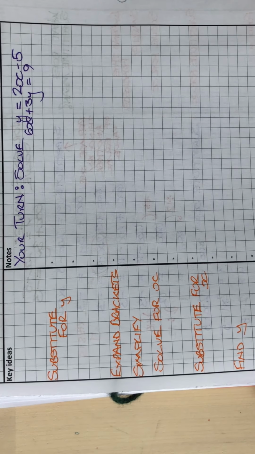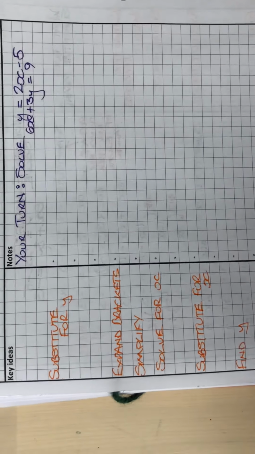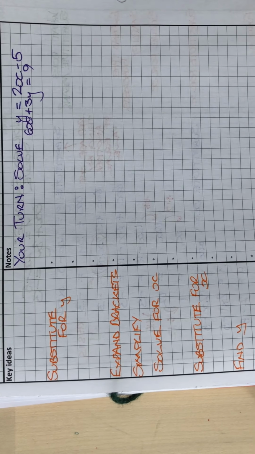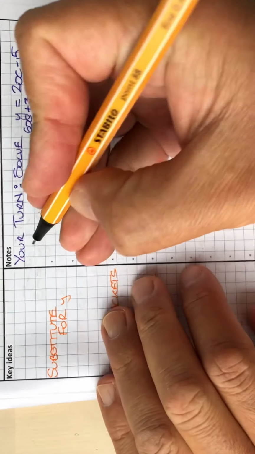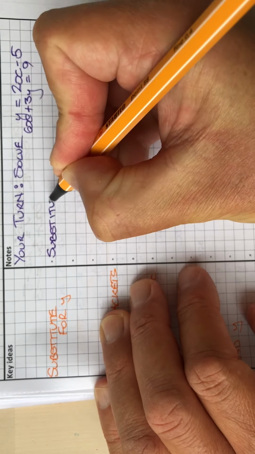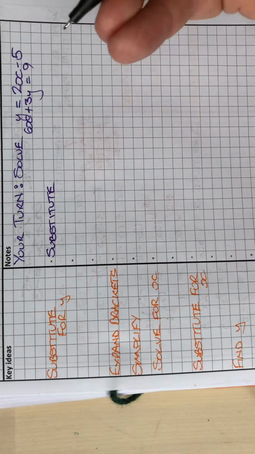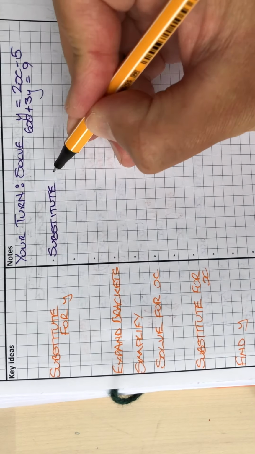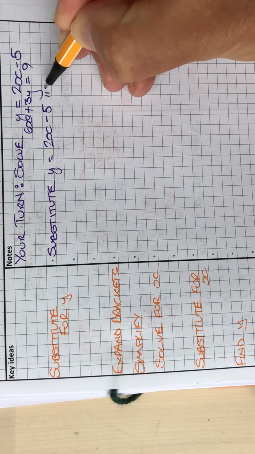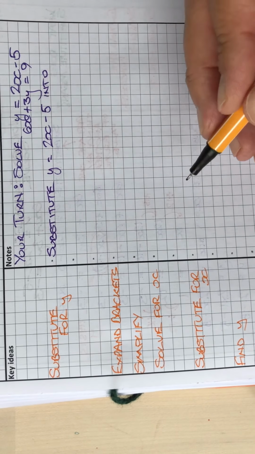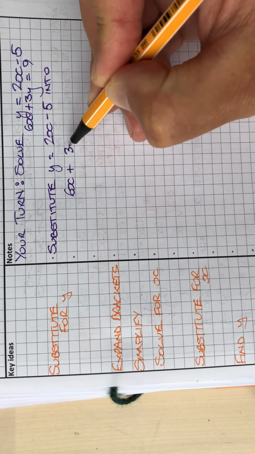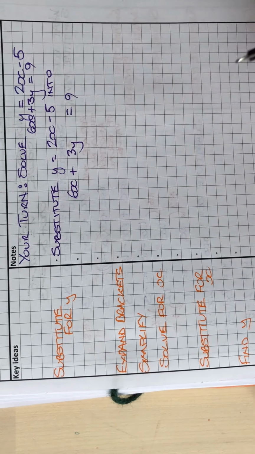Okay, here we go then. Should be doing this in purple, shouldn't I? That's my colour code. Right, so I am going to substitute the simpler equation, y equals 2x minus 5, into the more complicated equation. So that's 6x add 3y equals 9.